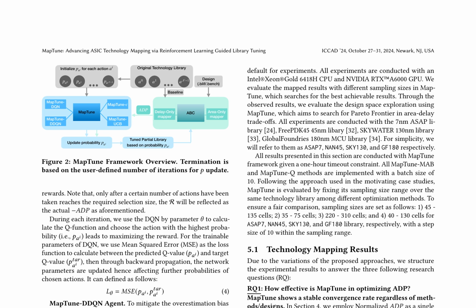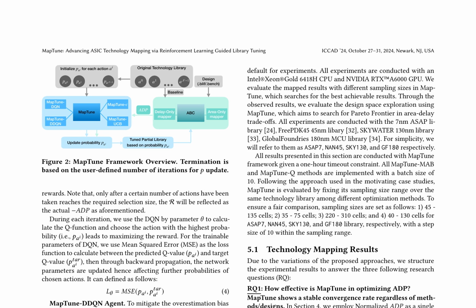To mitigate the overestimation bias in the DQN, the authors propose using a double deep Q network, DDQN, agent, incorporating an additional target network that mirrors the online network. The target network is updated periodically, and the Q-values are calculated using both the online and target networks.